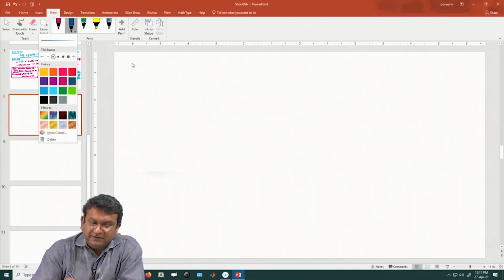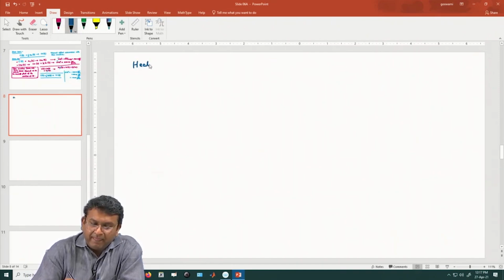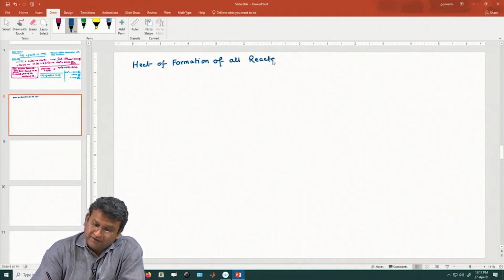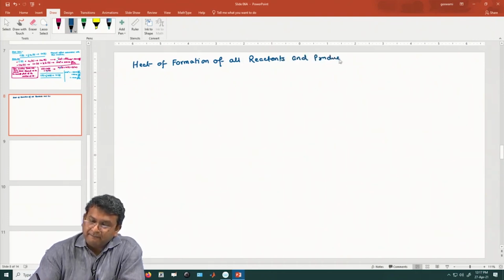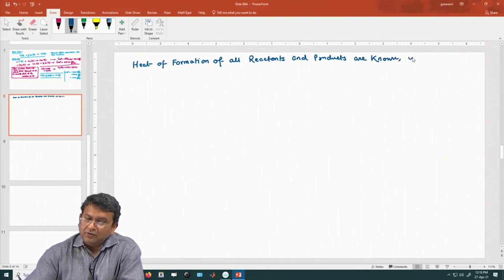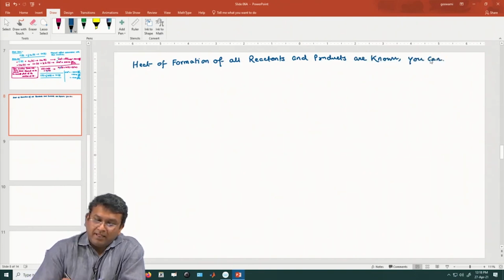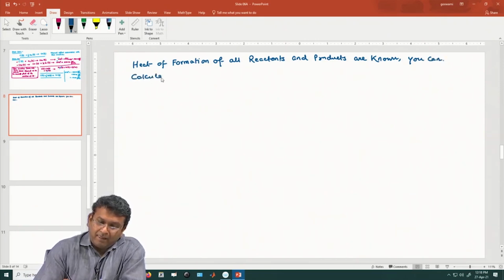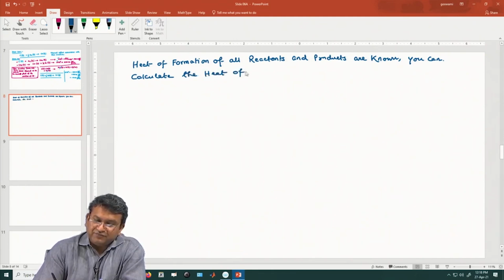Once the heat of formation of all reactants and products are known, you can calculate the heat of reaction. That is easy, right.